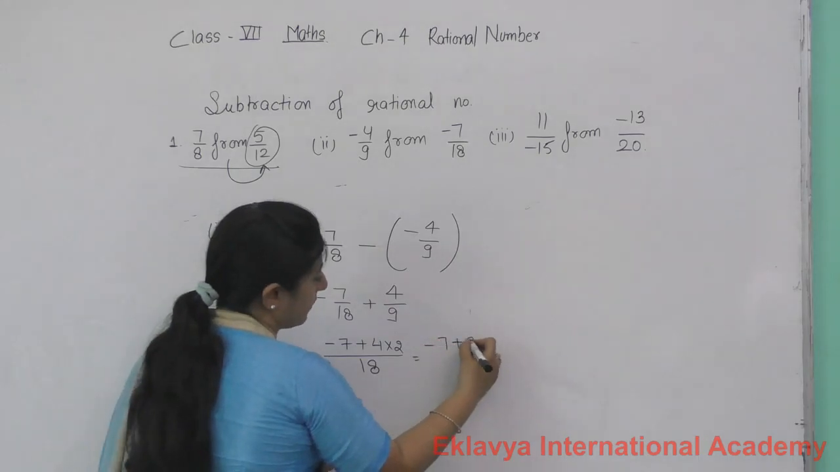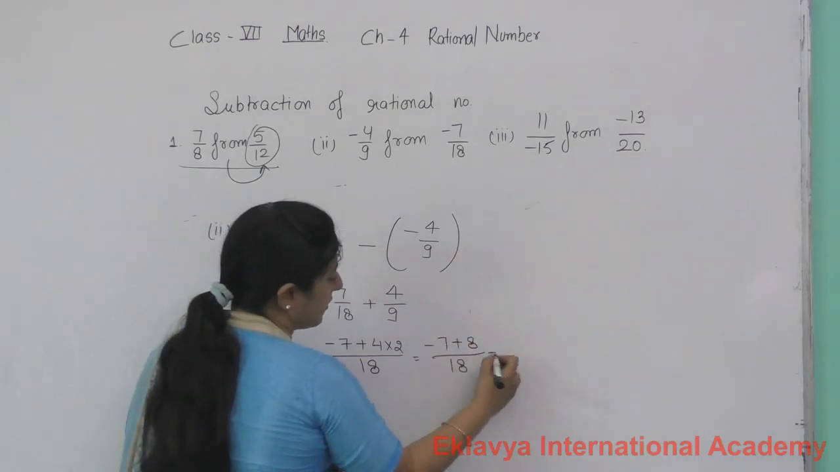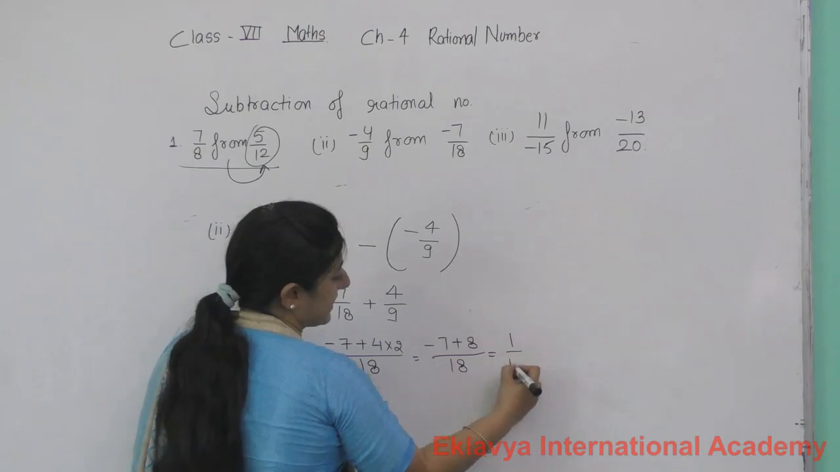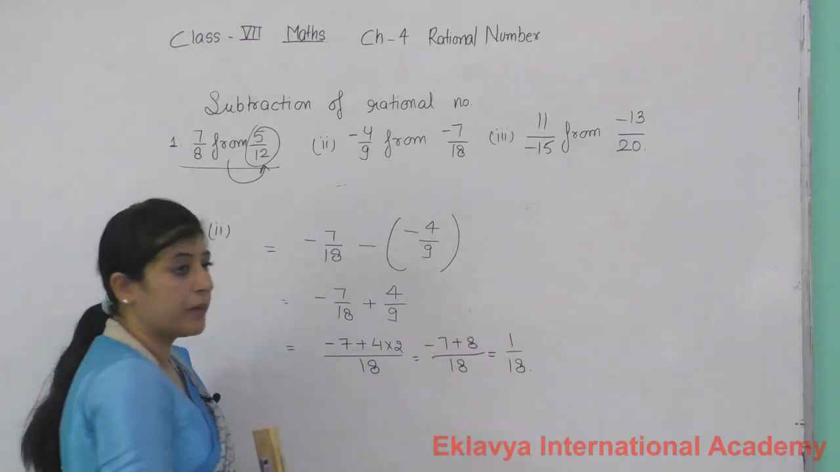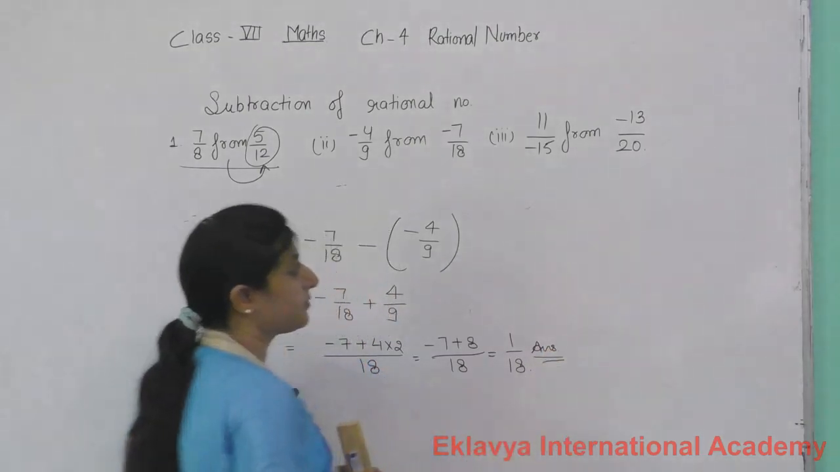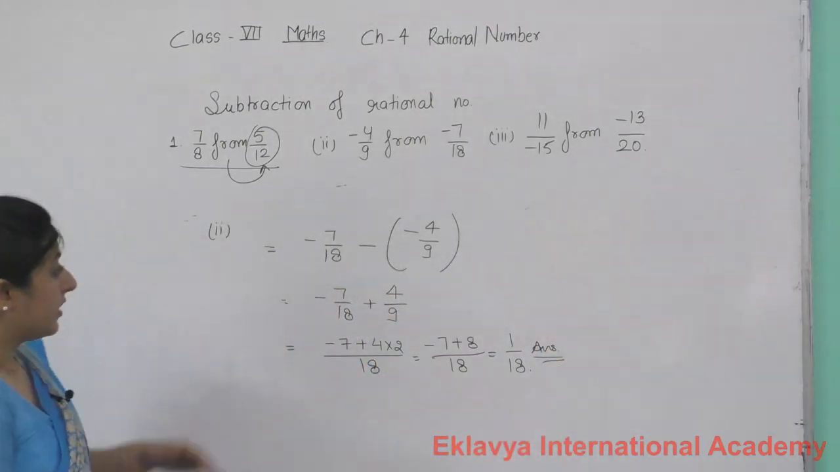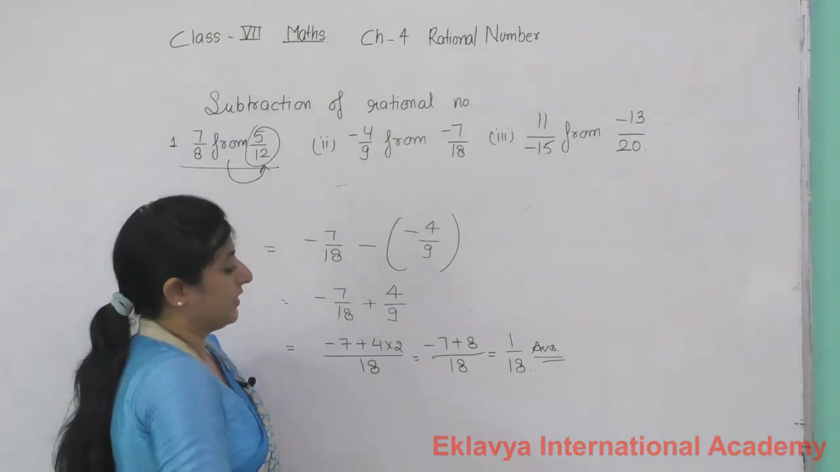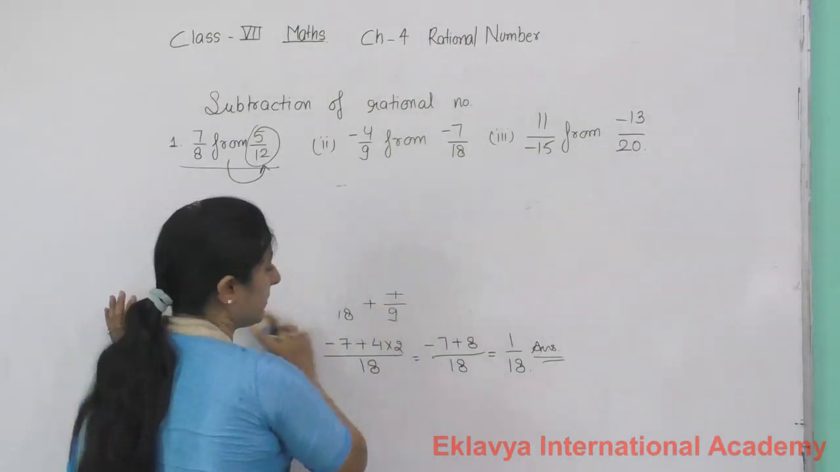If you know, then you can write it directly also. There is no need to show this again and again. Then it becomes 1 by 18, the answer. Similarly, we will solve the next one.